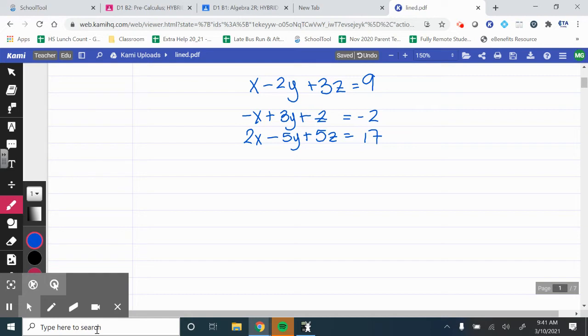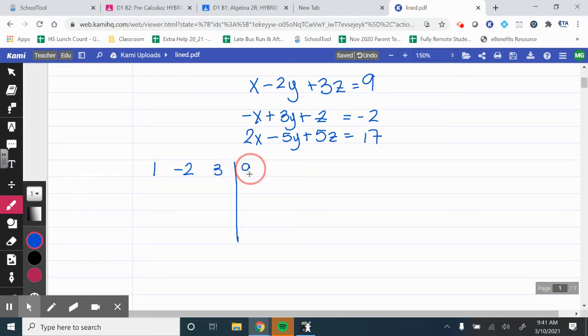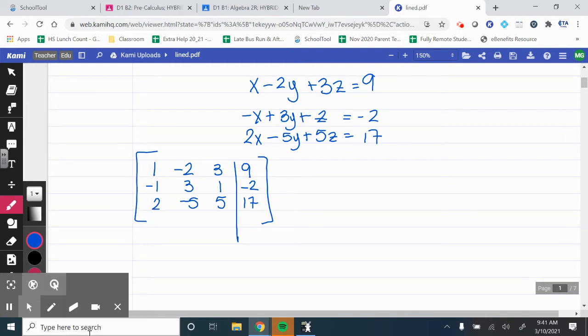First we want to set up our matrix. We're going to take just the coefficients and write those out. So I've got 1, -2, 3, draw my line for the equal sign, 9, then -1, 3, 1, -2 for my second equation, and 2, -5, 5, 17 for my third equation.